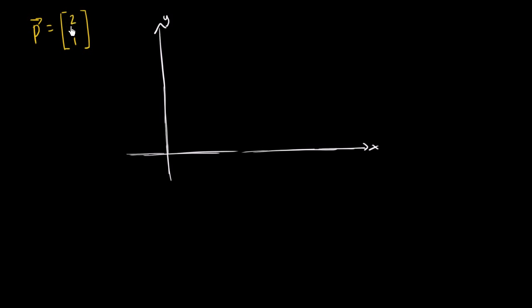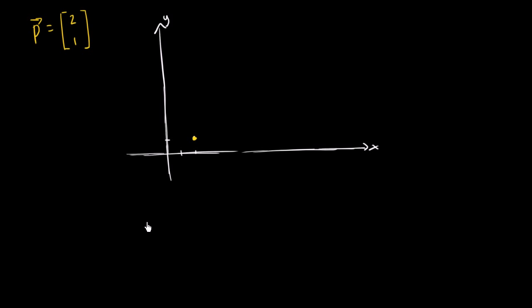So if we assume that the first entry here is the x-coordinate, 2, comma 1, our position vector is going to be right over here. We could represent it in this kind of vector symbol, like that, where the tail is at the origin and the tip, the head, is at that point. Or we could say it's really representing this position right over here on the coordinate plane.